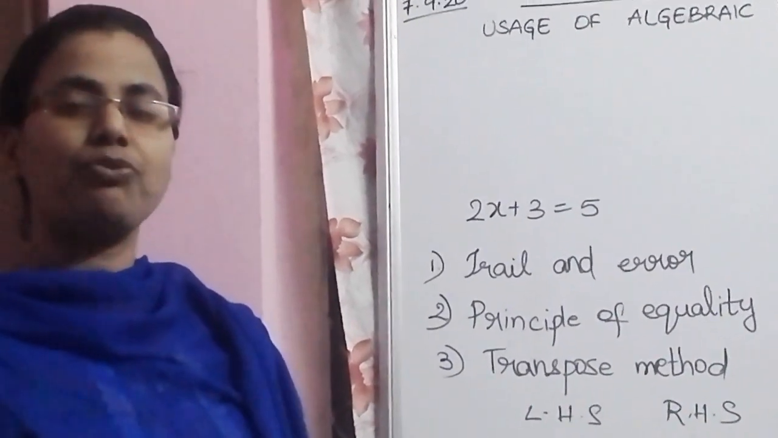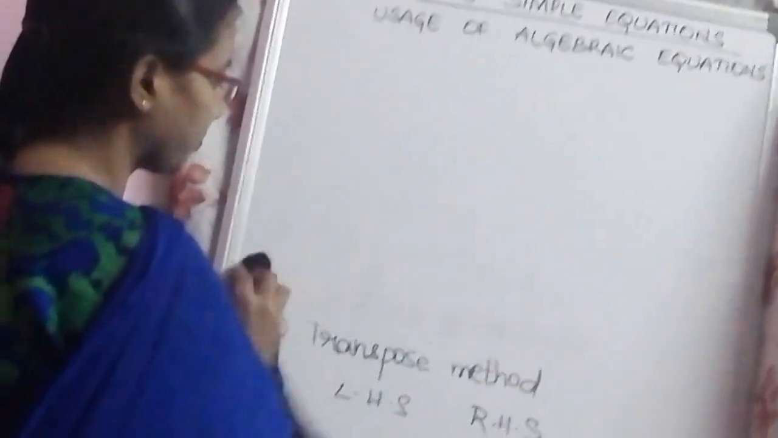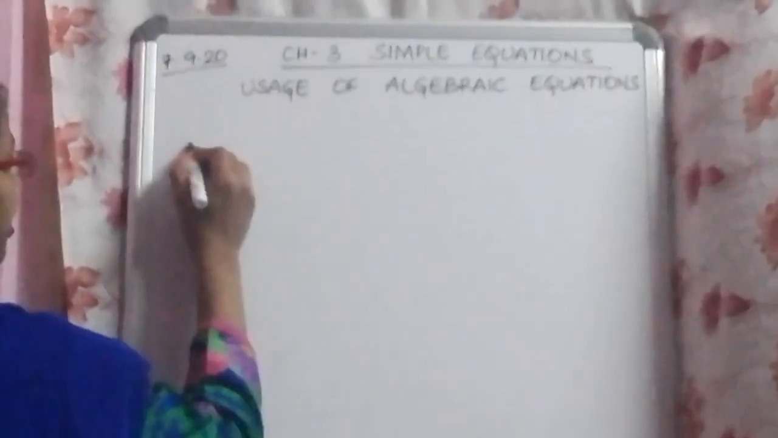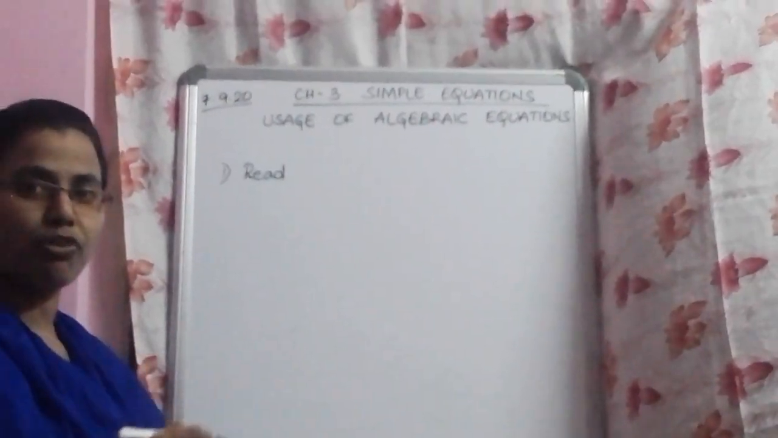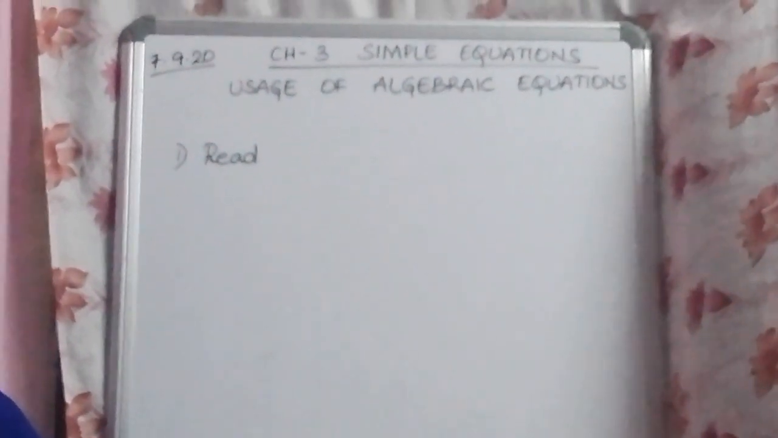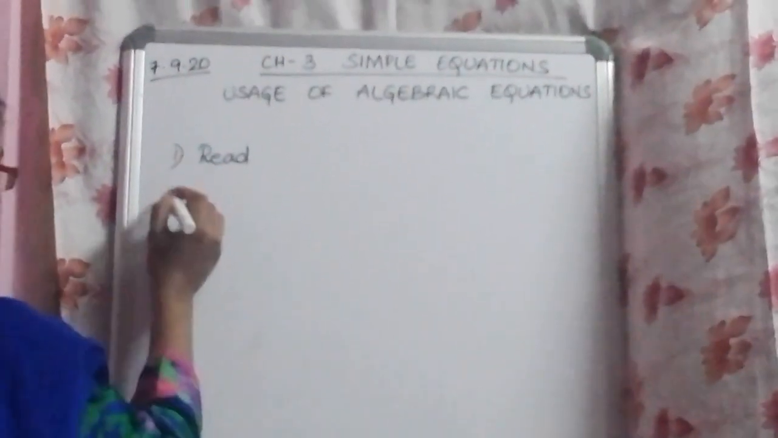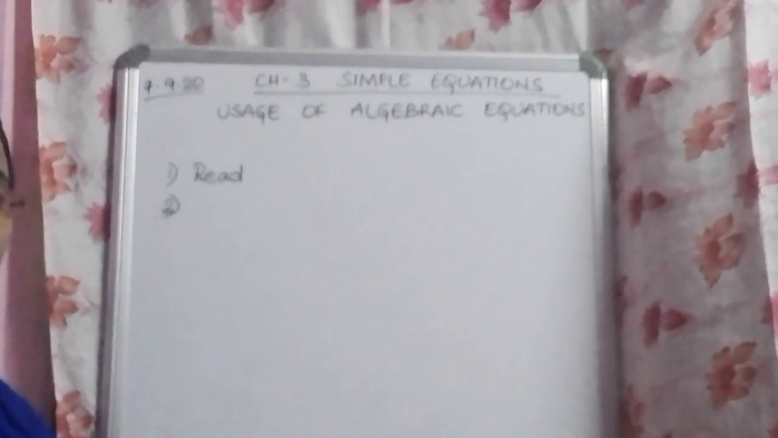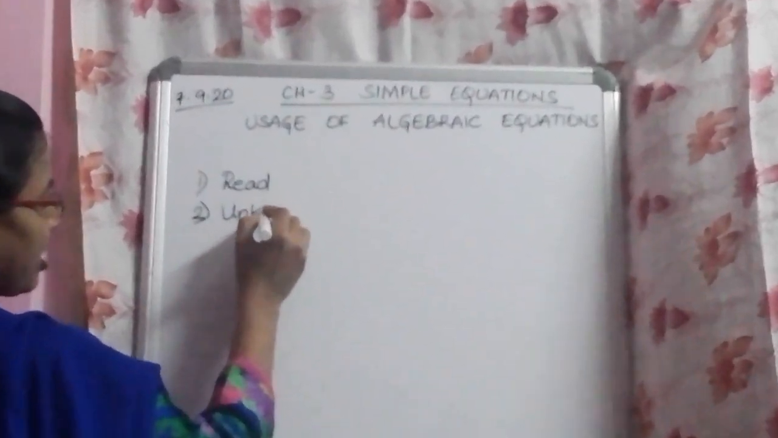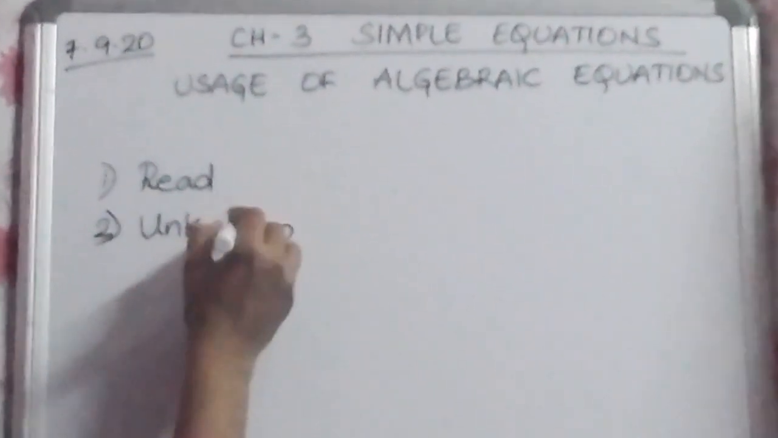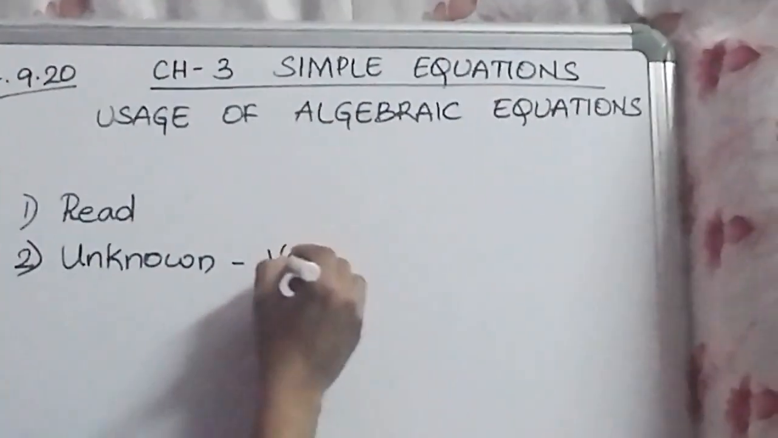How many steps? 5 steps. I will write those steps in short. I am writing the short forms for you to remember easily. The first step is read the question carefully. The second step is you have to select which one is unknown. You have to select one quantity and represent it using a variable.